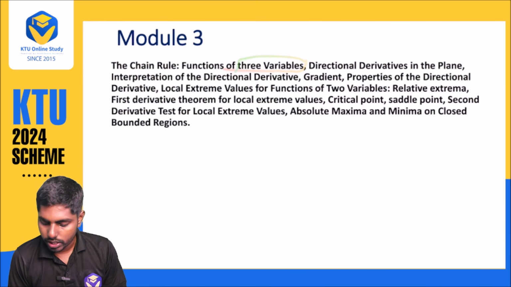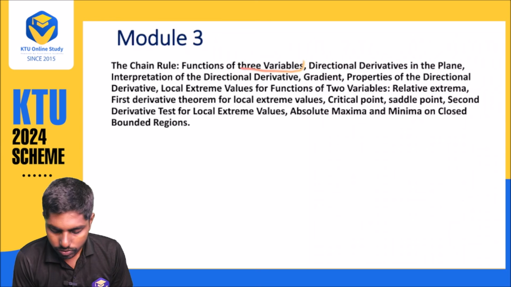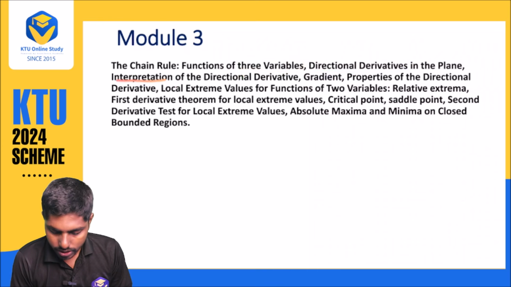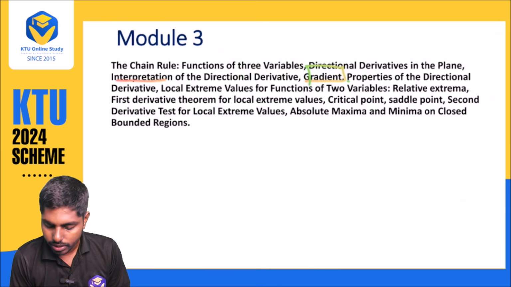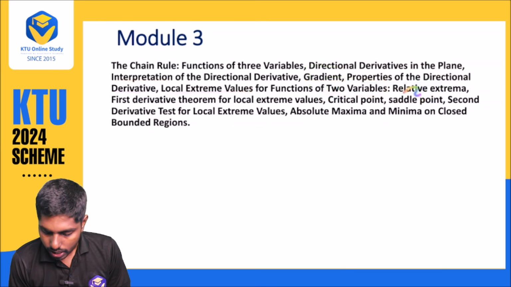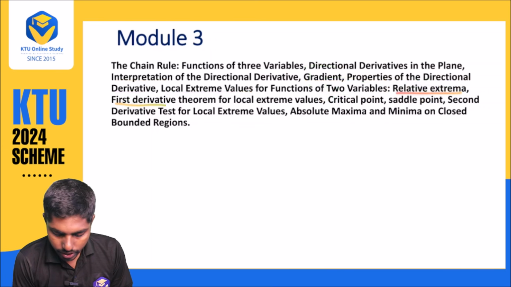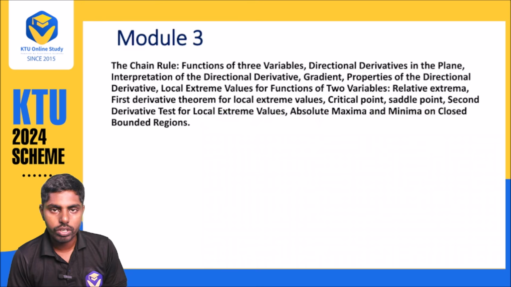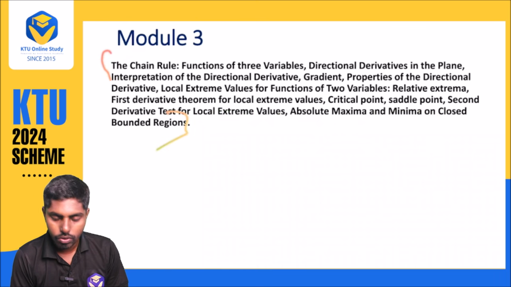You want to be very careful. Here they have given functions of three variables, directional derivatives and their interpretation, gradient you want to learn, then the properties of directional derivative, local extreme value of function of two variables, relative extreme, first derivative theorem of local extreme value, critical point, saddle point, and second derivative test for local extreme value, absolute maximum and minimum on closed bounded region. So these are the syllabus they have given for module 3.